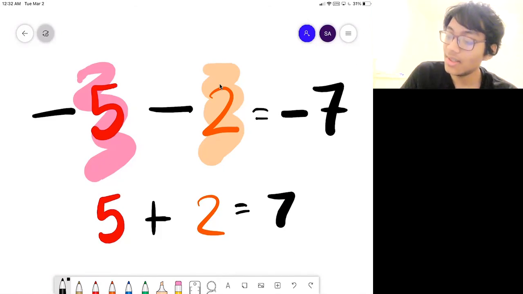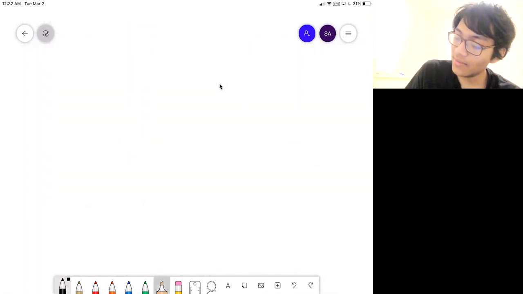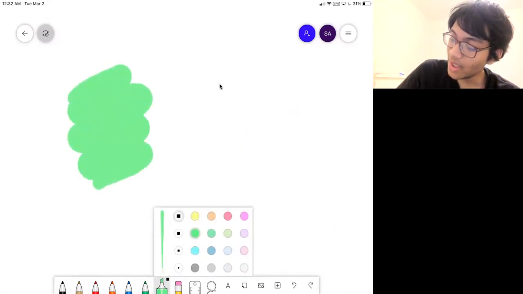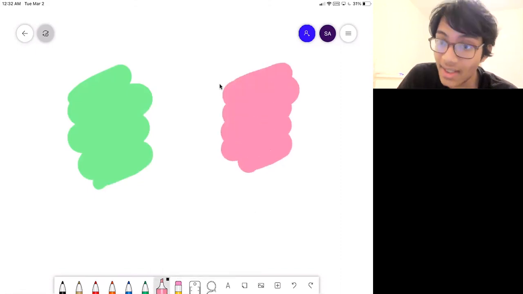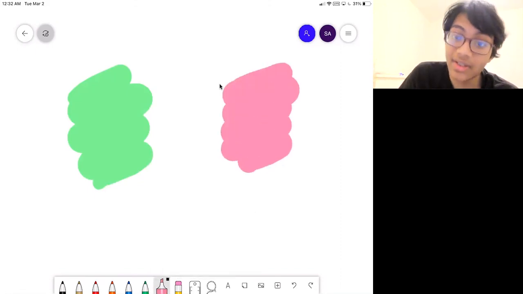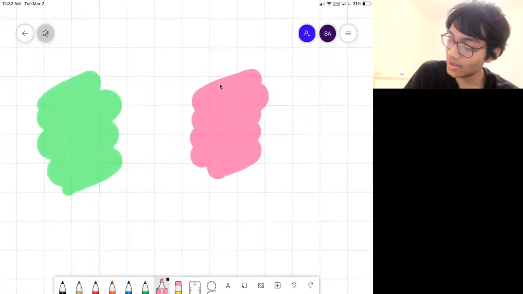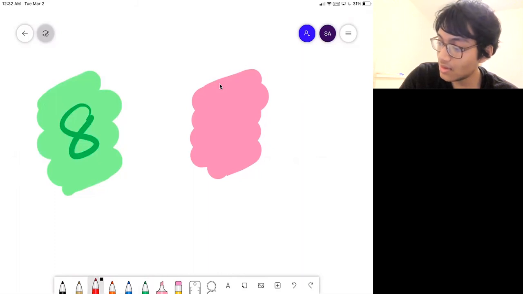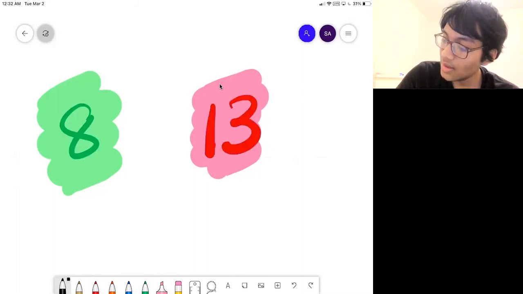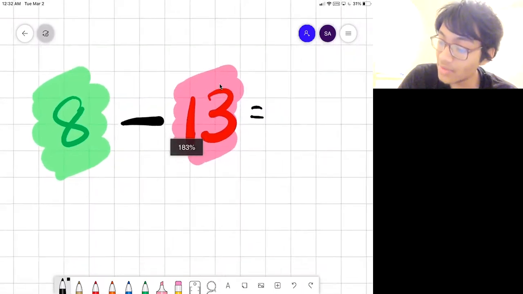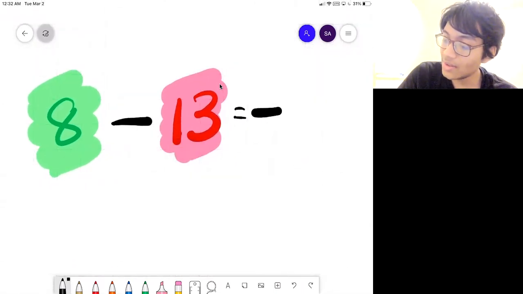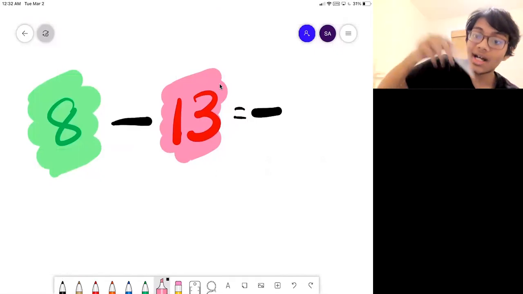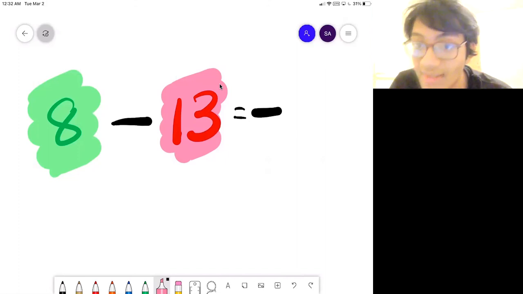Pretty nice, right? Here's another trick. Let's say you have some plus number, and then you have a minus number. If your minus number is bigger than your plus number, your answer will be a minus, right? So for example, if you have 8 minus 13, is the answer going to be plus or minus? It's going to be minus, because you're taking away the bigger number. You're taking 13 hops back, even though you started at 8, right?